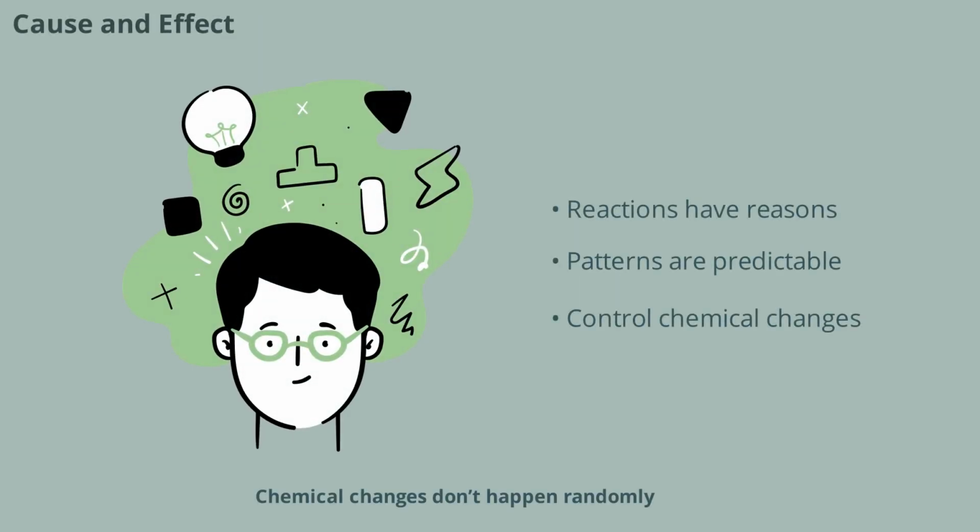Chemical changes don't happen randomly. There are always specific reasons behind them, and they follow predictable patterns. For example, adding vinegar to baking soda always produces bubbles of carbon dioxide. By understanding cause and effect, scientists can predict and control chemical reactions, making chemistry a powerful tool for innovation.